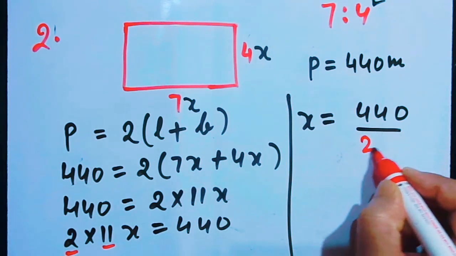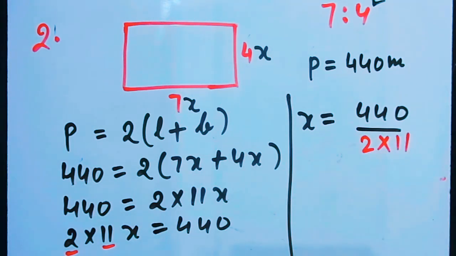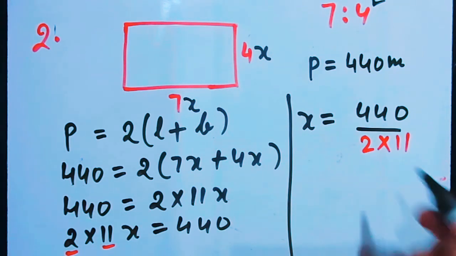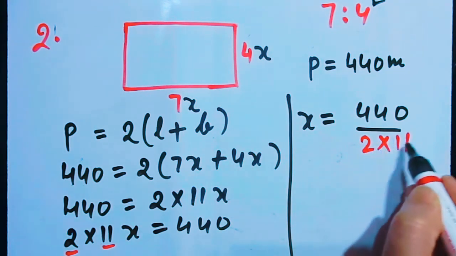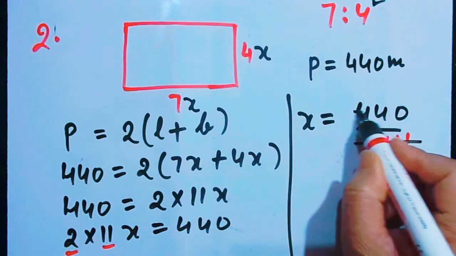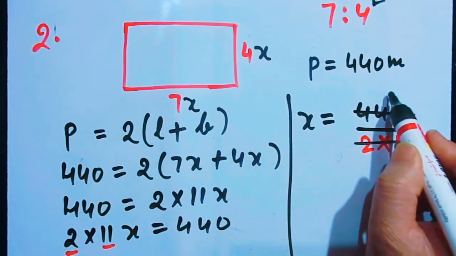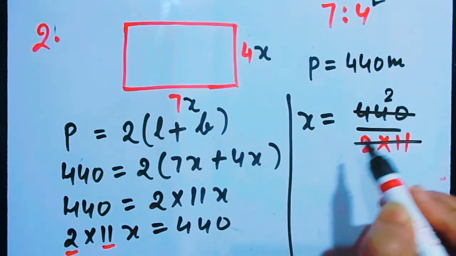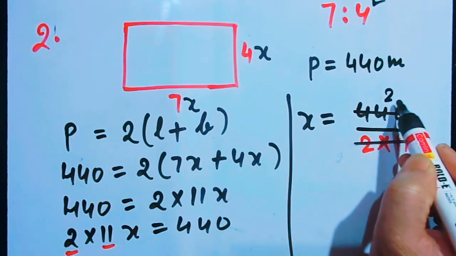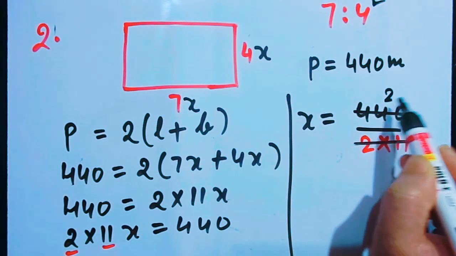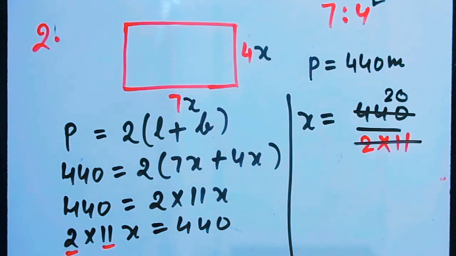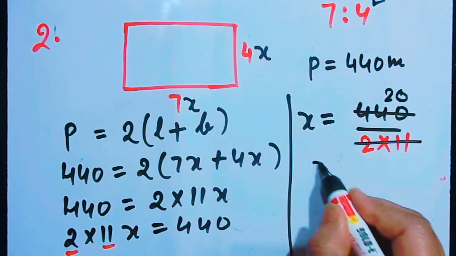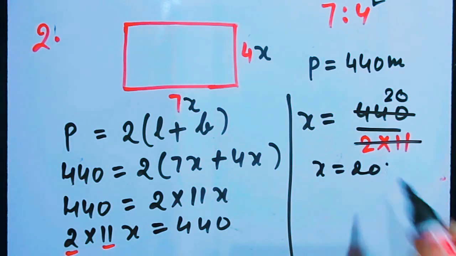That is 2 into 11. Okay. Now, why not to solve this as 2 how many times? 11 2 times 22, 22. Yes. This means x is equal to 20.